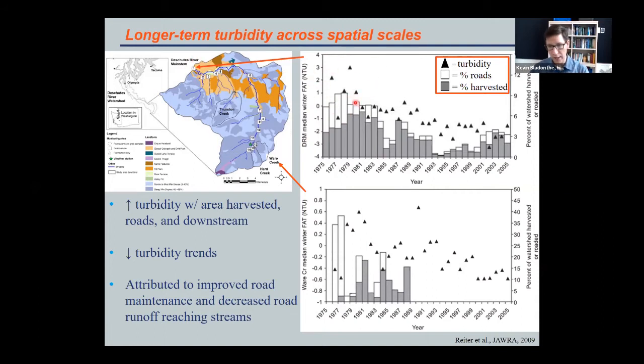One of the things they tried to do is disentangle the drivers and say, hey, is forest harvesting contributing to this, or is it other factors? That became really difficult for them to do, and they weren't able to isolate that.